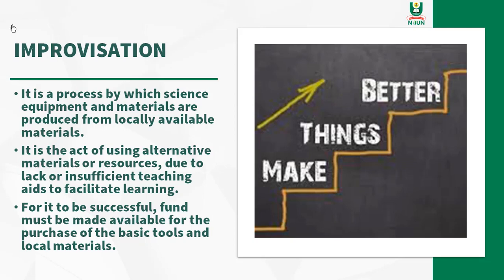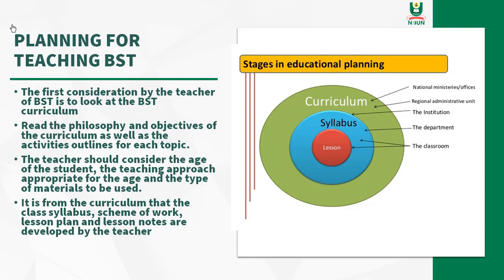For it to be successful, funds must be made available for the purchase of the basic tools and local materials. And improvisation makes things better. That is, it makes the teaching of the concepts better. Now you have known what to do about material resources. We have human resources, material resources, financial resources, and you can even improvise some of these resources.